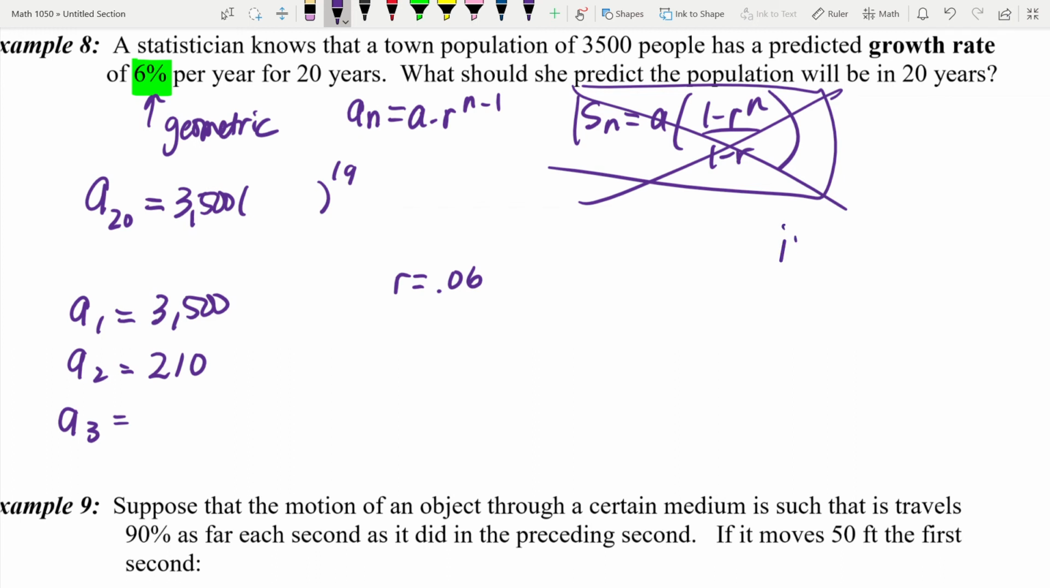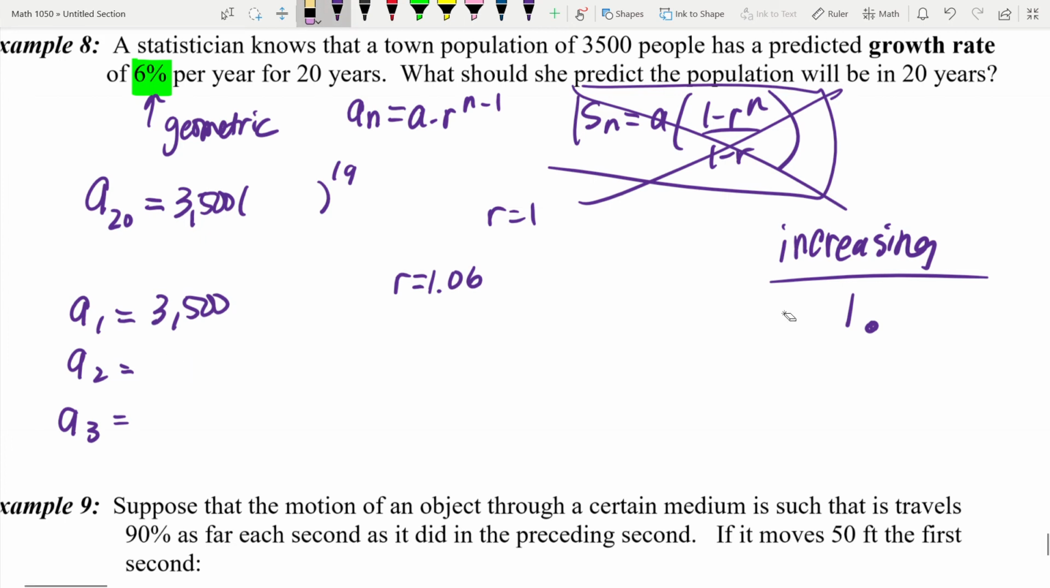I want you to write this down. If it's increasing, do you see how ours is going up? You have to go 1 point and then the rate. So this would be 1.06. The reason that works is if our ratio was just 1, then it'd be 3,500 times 1. It incorporates that 3,500 into it. The 0.06 is what gives us the increase. So the 1 pulls in the 3,500, the 0.06 gives us the increase. So if you go 3,500 times 1.06, you get 3,710 for the second year, et cetera.